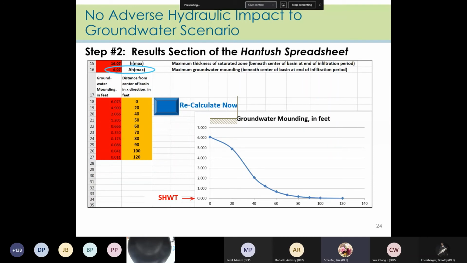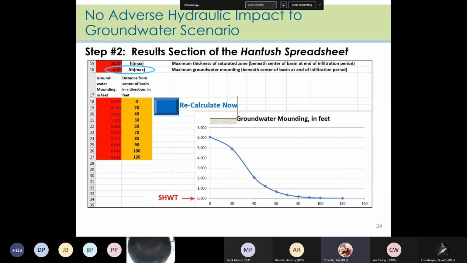Now, I've superimposed a symbol representing the bottom of the basin, since the seasonal high water table, which in the spreadsheet is always set to 0 here, is 7.5 feet below the bottom of the sand layer. The temporary elevated groundwater table will not reach the bottom of the basin at the center. So therefore, the assessment shows no adverse hydraulic impact.